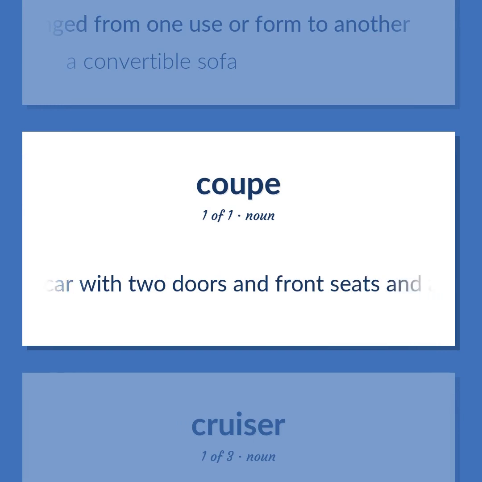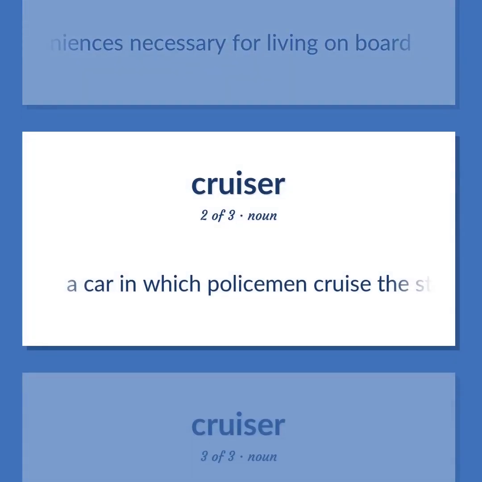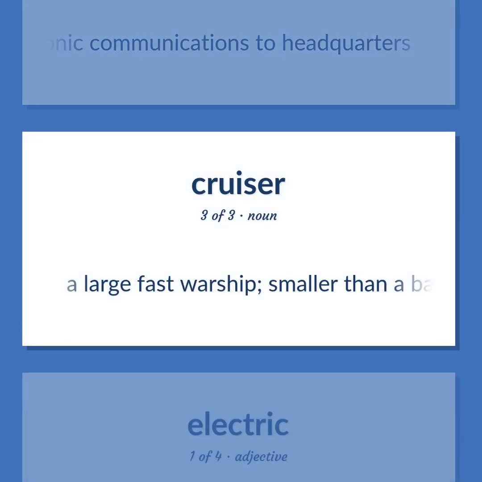A car with 2 doors and front seats and a luggage compartment. A large motorboat that has a cabin and plumbing and other conveniences necessary for living on board. A car in which policemen cruise the streets, equipped with radio-telephonic communications to headquarters. A large fast warship, smaller than a battleship and larger than a destroyer.